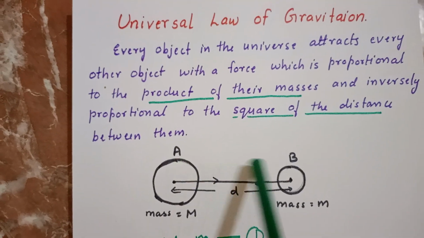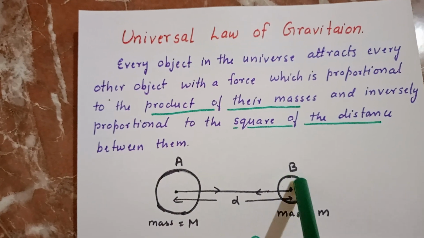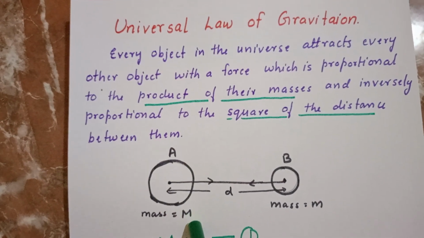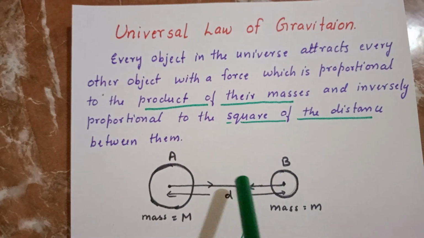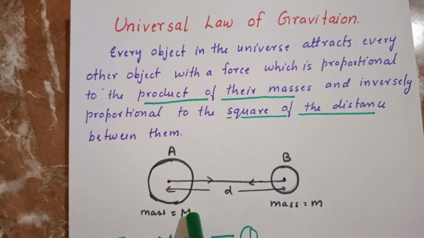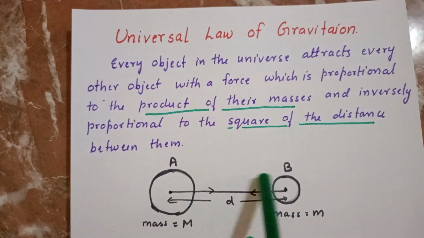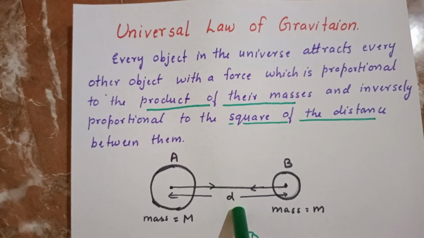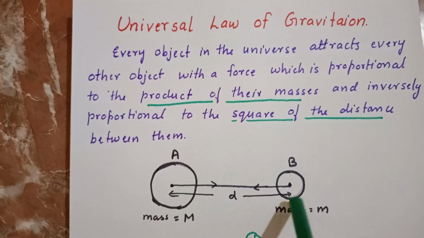So let me consider two objects, say A and B. A is the bigger object and B is a little smaller object. The mass of the bigger object, let me take it as capital letter M, and the small object's mass will be small letter m. And the distance between their centers, we have considered here as small letter d. So these are the things which are already given.